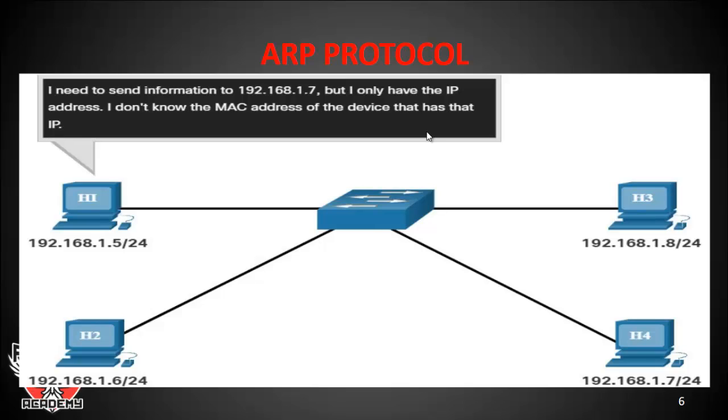This is an example of how ARP works. A machine H1 wants to communicate with a device that has the IP address 192.168.1.7. So it says, I need to send information to 192.168.1.7, but I only have the IP address. I don't know the MAC address of the device that has that IP.